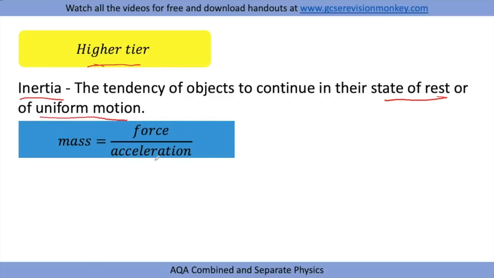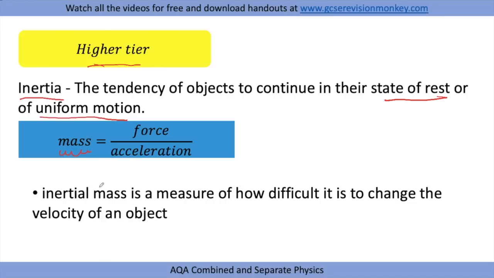So looking at our F equals ma equation, if we rearrange F equals ma, we get mass equals force divided by acceleration. And once you've worked out force divided by acceleration to calculate your mass, when you've calculated mass this way, this is called inertial mass. And it is a measure of how difficult it is to change the velocity of an object. So acceleration is changing velocity, and force is the force you need to change that velocity. So that, when you calculate mass, is called inertial mass.